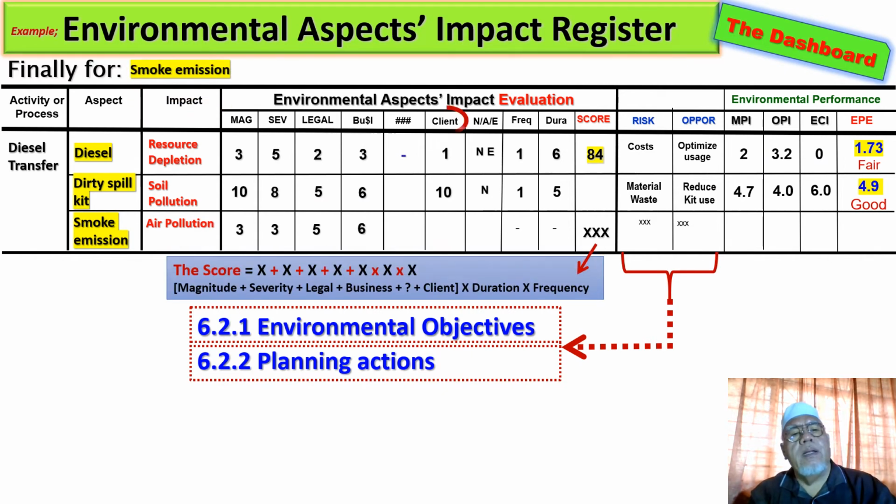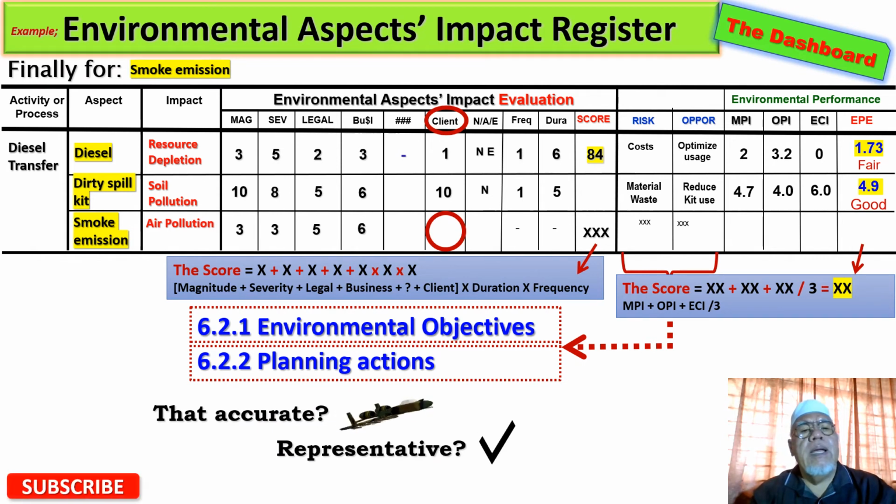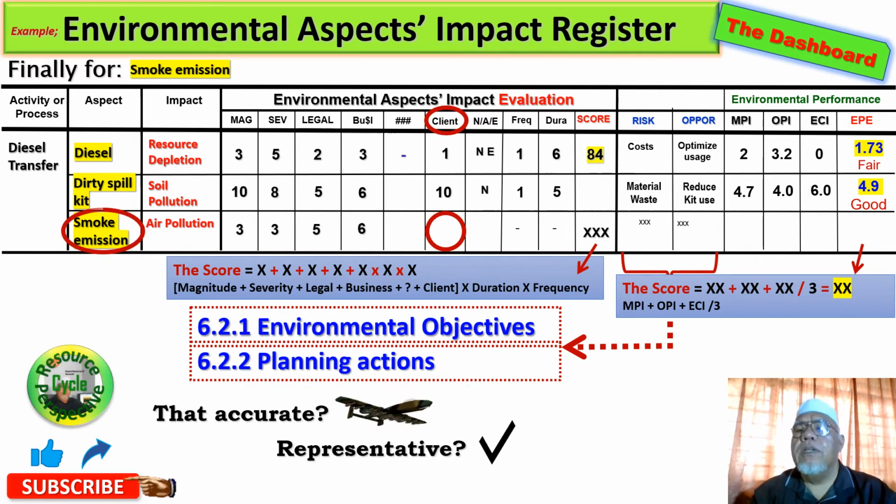how this smoke emission environmental aspect is being evaluated. First of all, we tabulate them in what is called our dashboard or the aspects impact register table, and we have listed down there. We have done diesel, as you could see. Even the environmental performance evaluation is already up. There you are, 1.73, which is, I wouldn't say, well, it's a corporate term. I use the word fair, actually it's poor. And also dirty spill kit, 4.9, and the scoring is by far the highest. And I'm excited to see how smoke emission is, and you can take a look.